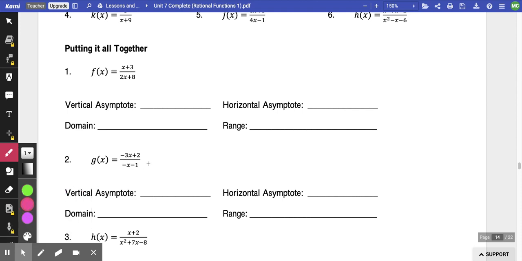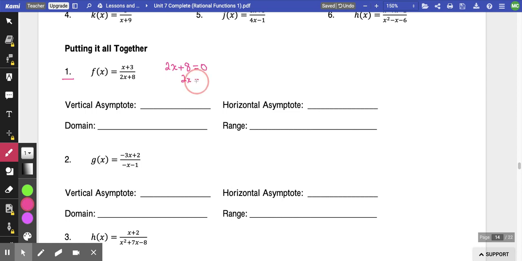So now we're going to put all this lovely stuff together here. So we are going to find the vertical asymptote, the horizontal asymptote, and we're also going to add in domain and range. So for a vertical asymptote, again, the rule is we just take the denominator and set it equal to 0, and then solve it using algebra.